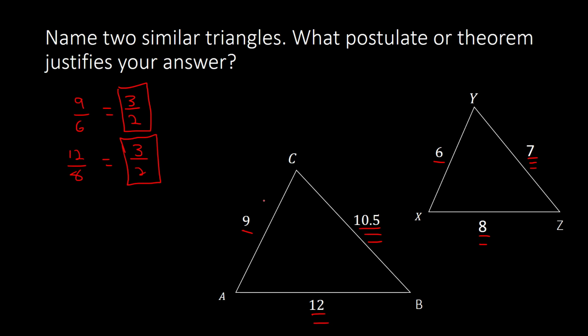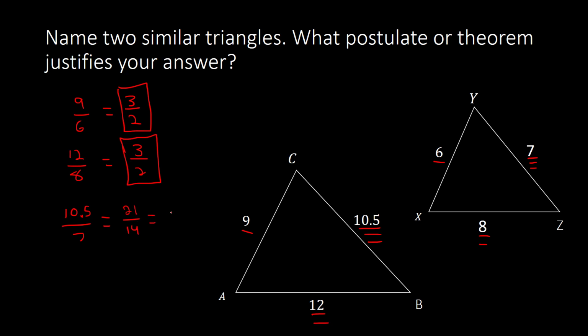So far so good, but we need to have the third pair of sides having the same ratio as well. So if I take 10.5 divided by 7, this one may be not quite as obvious, but to get rid of the fraction, I can actually multiply first by a 2, which would give me a 21 over 14. And now this is easier to simplify.